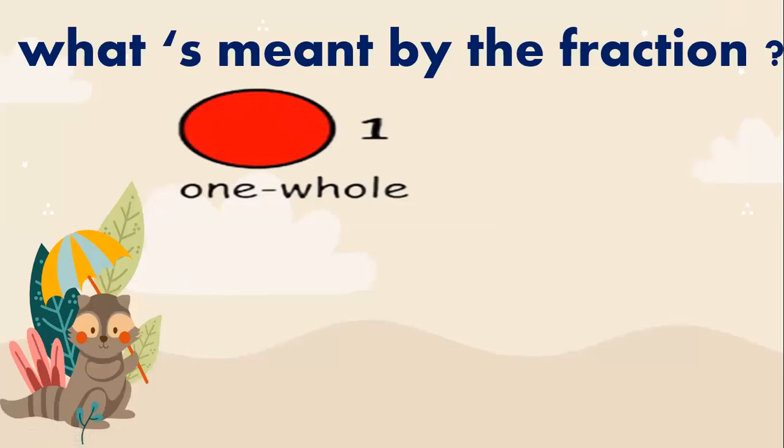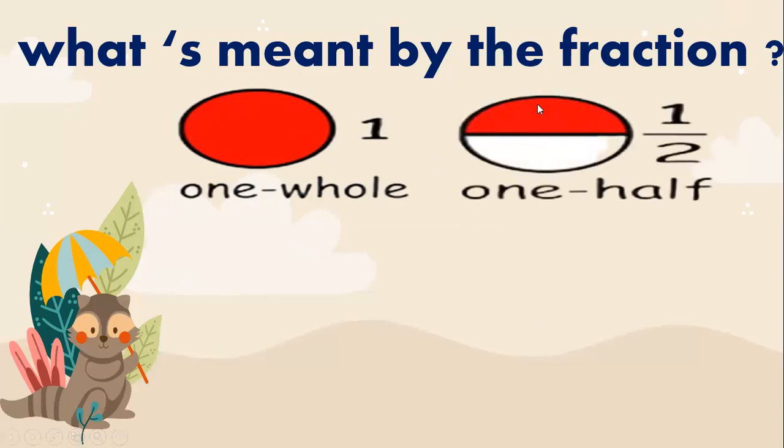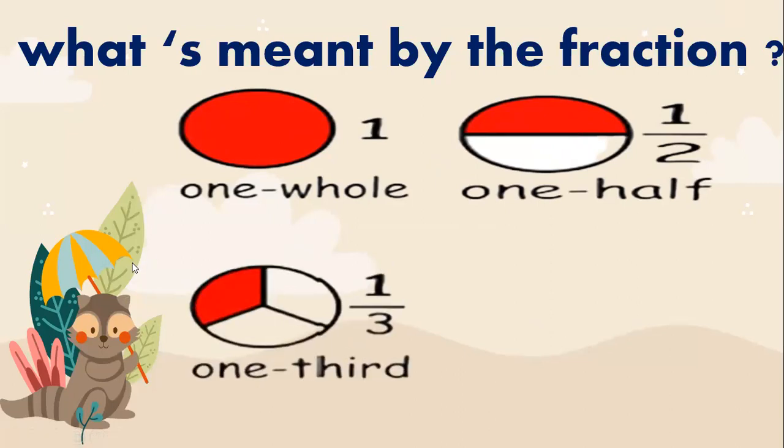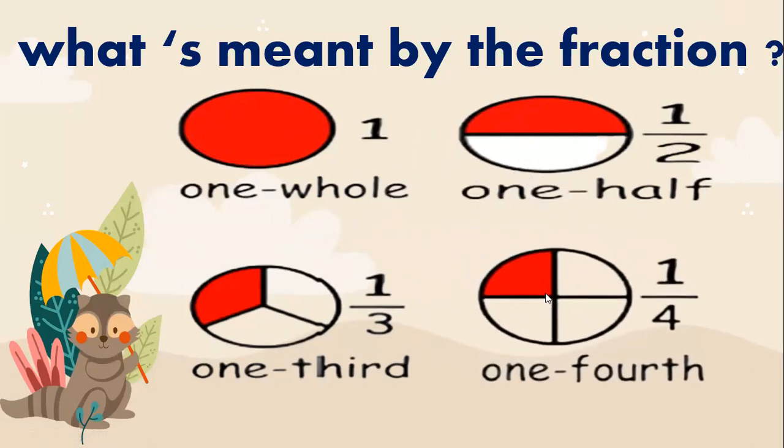So now, let's recap what we studied. This is called one whole, while this is called 1/2, as it's divided into 2 equal parts. So it's 1 over 2. While this circle is divided into 3 equal parts, so it's 1 over 3 or 1/3. And the last one, if it's divided into 4 equal parts, the number of shaded parts is 1 out of 4, the total. So it's called 1/4 or 1 over 4.